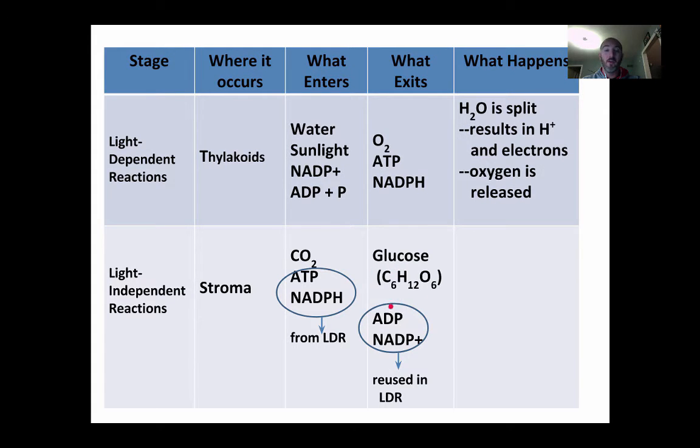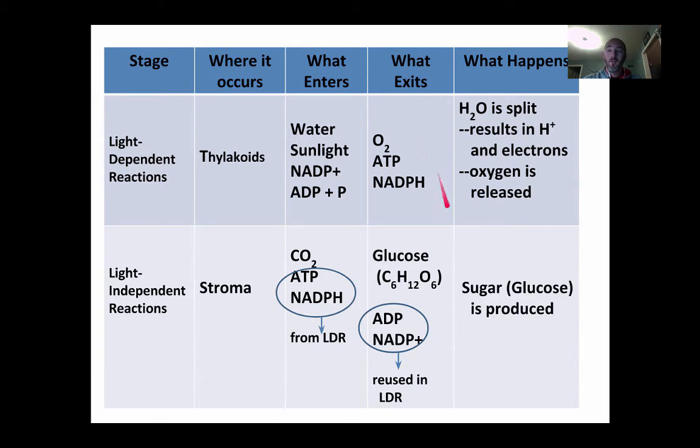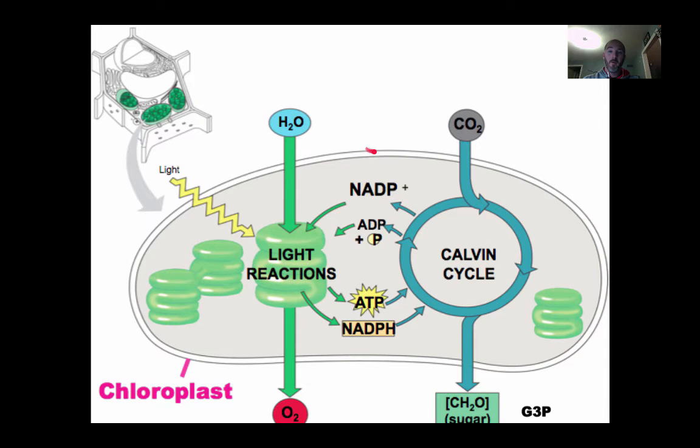And also, since we use energy, ADP and NADP plus are also given off, and they'll be reused in the light reaction. So overall, what happens? Sugar is produced.